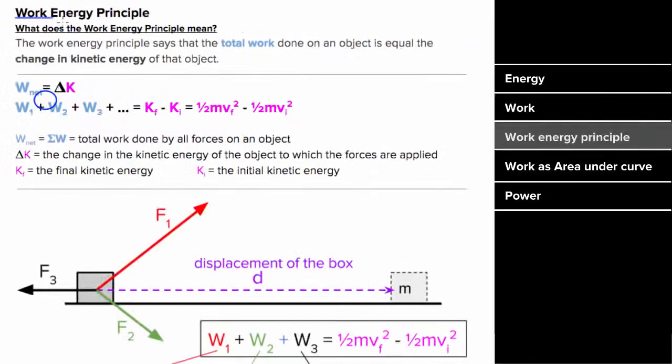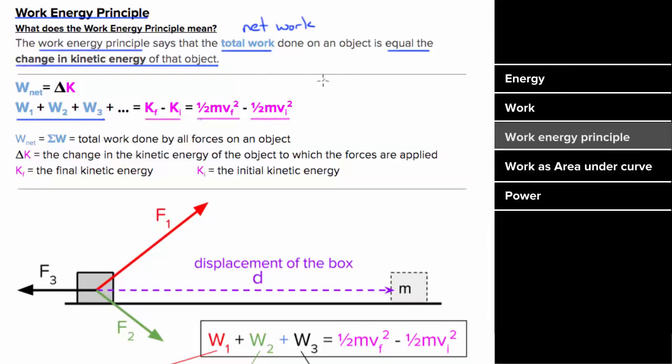What does the work energy principle mean? The work energy principle states that the total work, or the net work done on an object, is going to be equal to the change in kinetic energy of that object. So if you add up all the work done by all forces on an object, that's got to be equal to the change in the kinetic energy of that object. In other words, 1/2 m v final squared minus 1/2 m v initial squared.